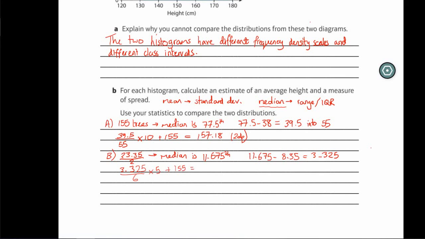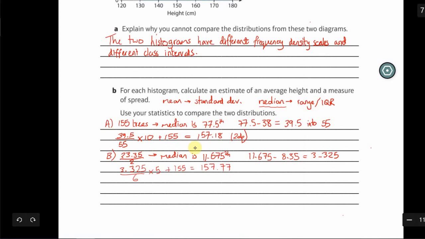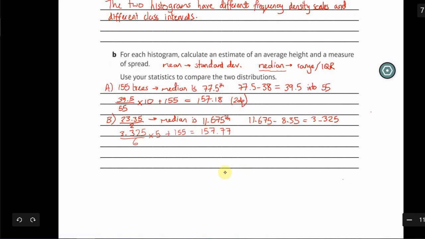So that's 157.77 I got. I know the book's slightly different, but yeah, the book gave an answer of 0.81, so we're pretty close there. I mean, I worked back from that 0.81 to give me this weird value of frequency density here, and yeah, I'm not sure how you're meant to predict what that is.